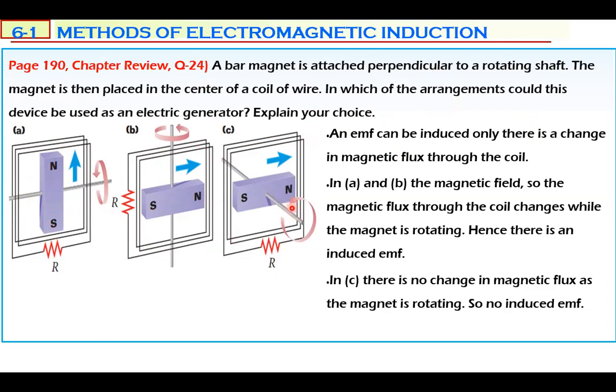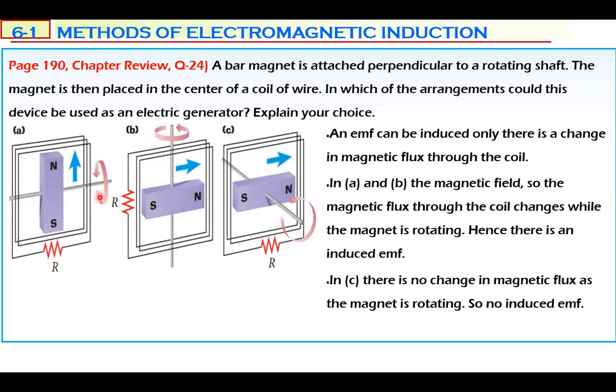Of course, induced EMF can be observed if there's a change in magnetic flux. So you are going to think that when you are rotating this bar magnet at the center of this coil, if there is a change in magnetic flux through this coil, then you can say that there will be an induced EMF. Initially, this magnet is parallel to the plane of the loop. So all magnetic field lines are parallel to the plane of the loop. If parallel, there will be no magnetic flux, initially zero.